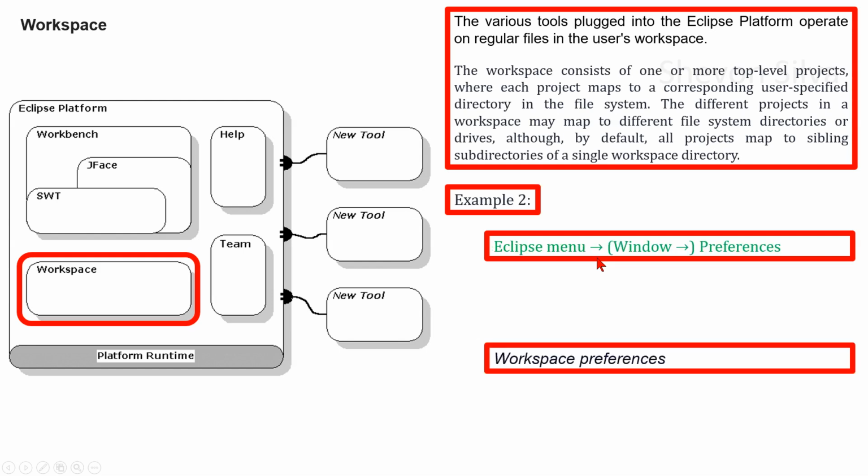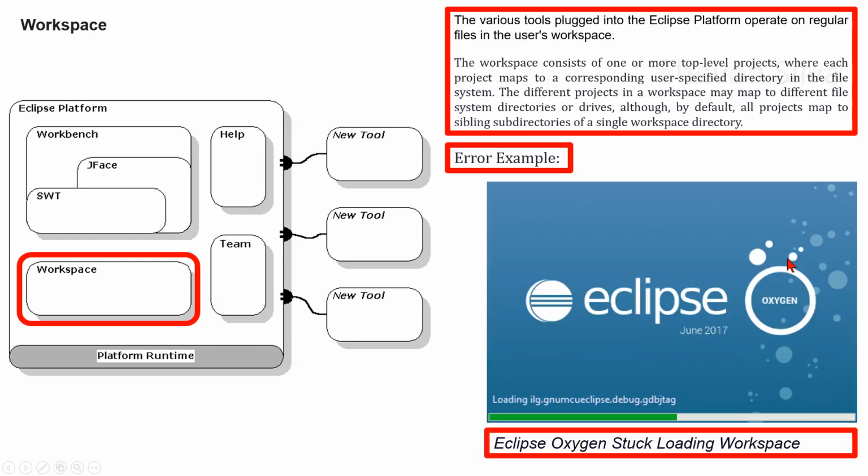And as an example too, we can consider workspace preferences. You can access workspace preferences from the Eclipse menu, then Window, then Preferences. As an example, we can consider this situation in Eclipse Oxygen. Eclipse Oxygen stuck loading workspace.